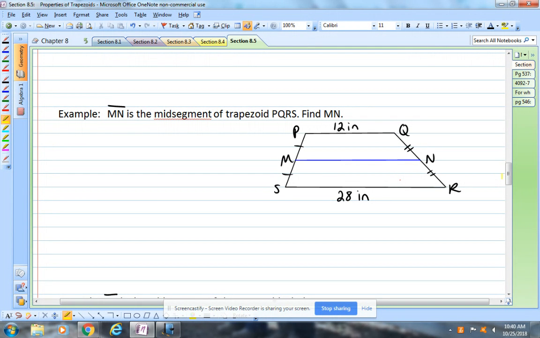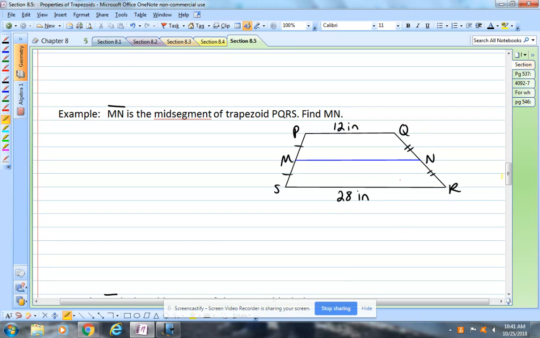So if they didn't tell me it was the mid-segment, would I know it was the mid-segment? Yes. How would I know that it was? These two are congruent, and Q, N, and N are also congruent. So that way I know I'm connecting my two midpoints. Even if they hadn't told me it was the mid-segment, I can look at the picture and tell that it is, just by the congruence marks.